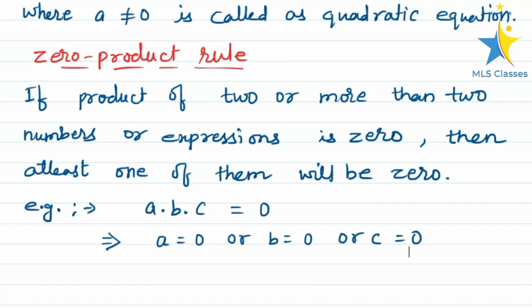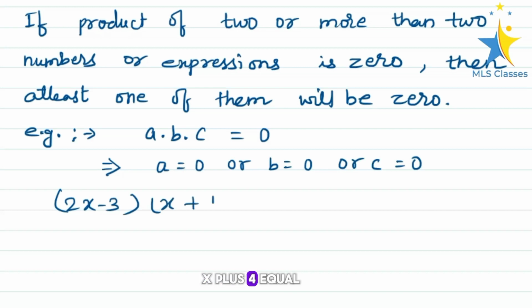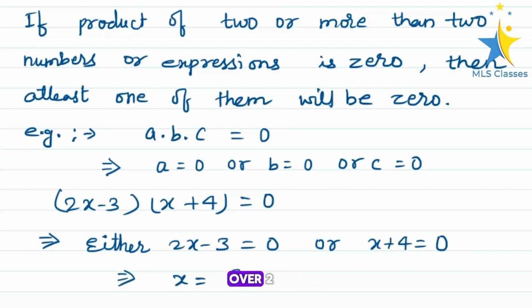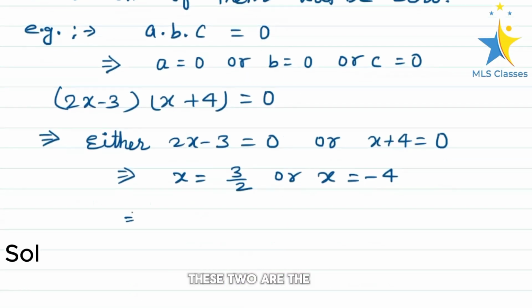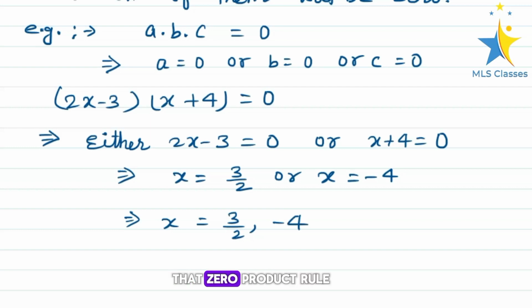Now if we get such types of factors, like suppose 2x minus 3 times x plus 4 equal to 0, from here we can say either 2x minus 3 equal to 0 or x plus 4 equal to 0. So from here we will get either x equal to 3 over 2 or x equal to negative 4. That means these two are the solutions of this equation. So this is called the zero product rule.